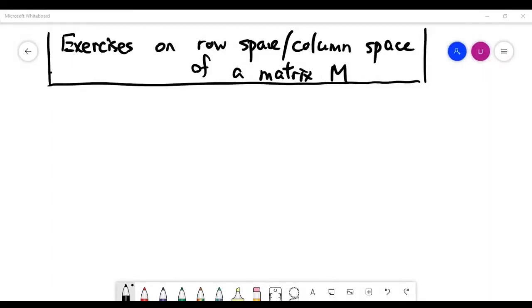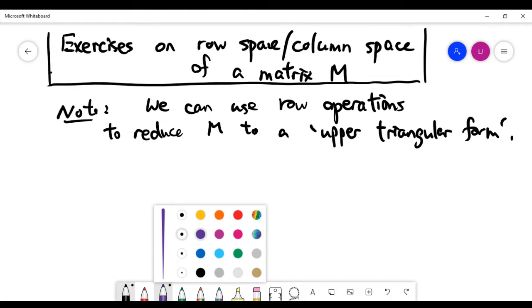So this video is all about exercises on finding and describing the row space and the column space of a matrix M. And the first note here is that we can use row operations to reduce M, because by row operations we can make more zeros, and sometimes we get zero rows, which definitely help us to find the correct dimension of the row and the column space, and also to describe those spaces.